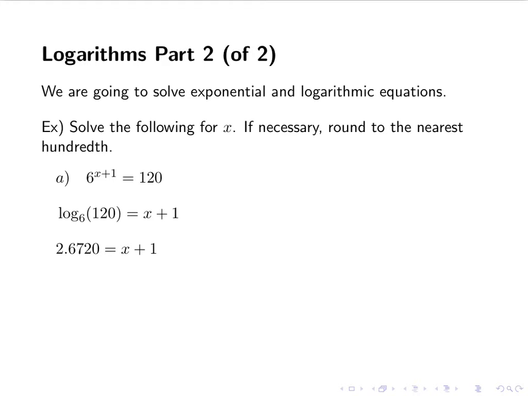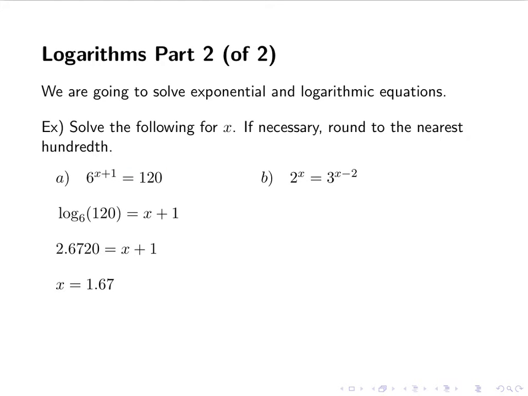That's x plus 1. To solve for x, subtract 1 from both sides, and then round to the nearest hundredth. So I subtracted 1 and then rounded to 2 decimals. You can always check it by plugging it back in. It won't be exact because we did round, but it should be fairly close to 120.